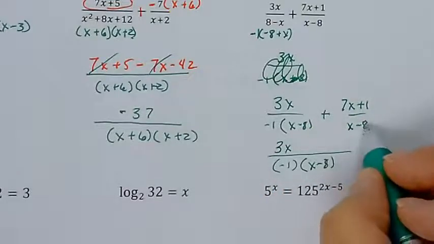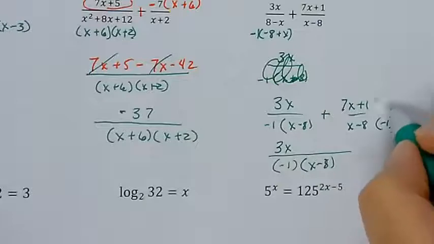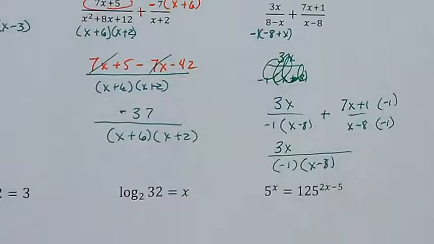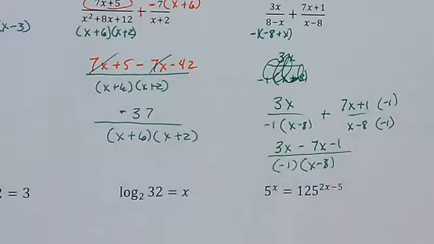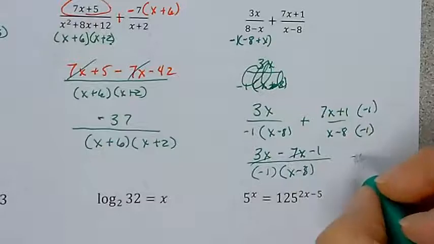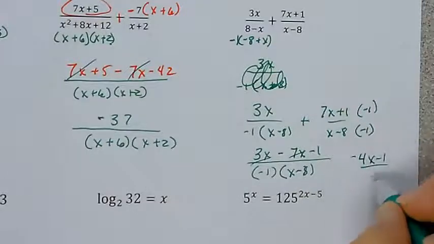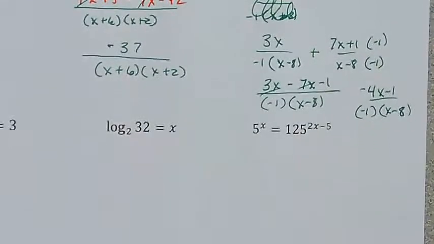This part does change because from here to here, I've multiplied by negative 1. So I have to multiply the top times negative 1. So this would be minus 7x minus 1. So then add like terms, and I get negative 4x minus 1 over negative 1 times x minus 8. Okay, let's keep going here.